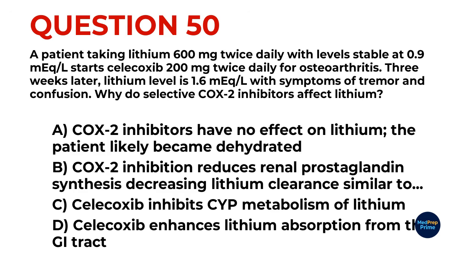Option A. COX-2 inhibitors have no effect on lithium. The patient likely became dehydrated. Option B. COX-2 inhibition reduces renal prostaglandin synthesis, decreasing lithium clearance, similar to non-selective NSAIDs. Option C. Celecoxib inhibits CYP metabolism of lithium. Option D. Celecoxib enhances lithium absorption from the GI tract.